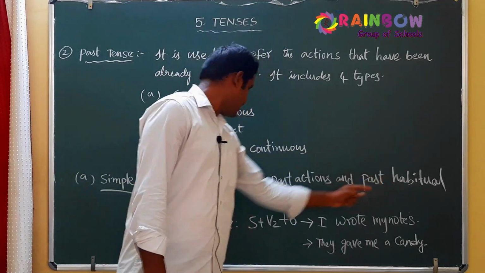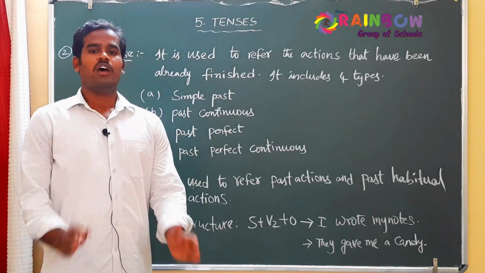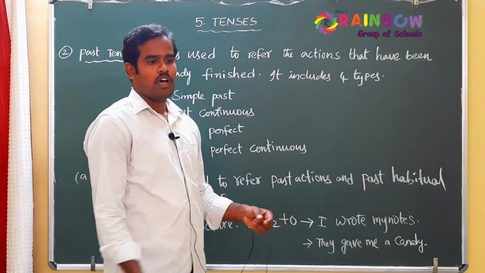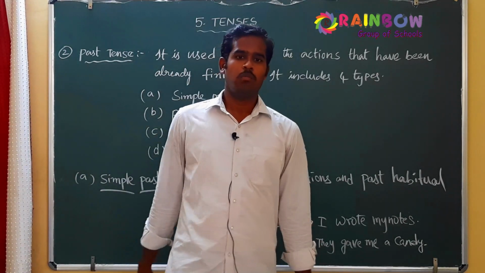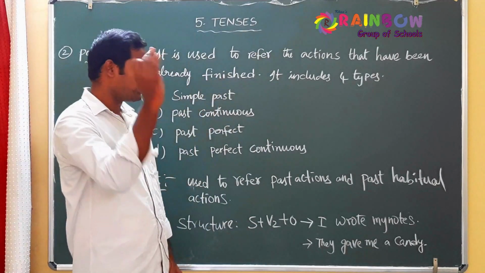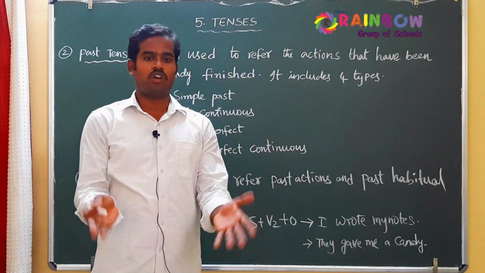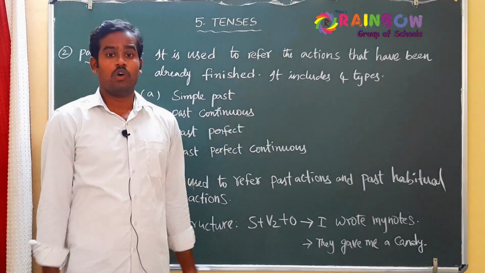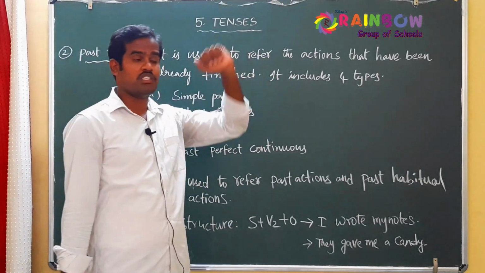It is past habitual actions. There is a difference between present habitual actions and past habitual actions. A present habitual action is, I play cricket every weekend, that is my present habit. But every person will have past habits also. We used to do that once, but we have stopped now. Suppose I used to drink milk once, now I am drinking coffee. So I have stopped drinking milk, that is my past habit.